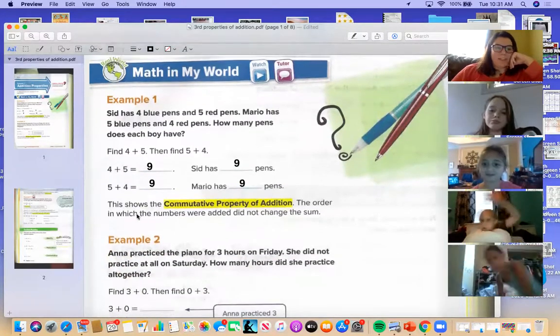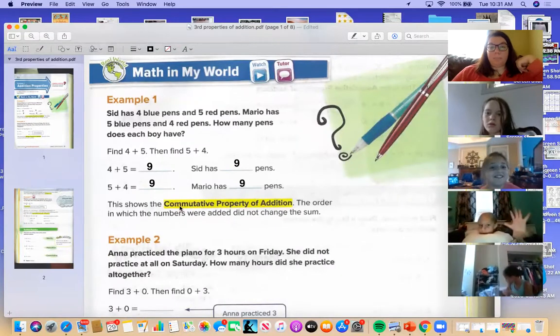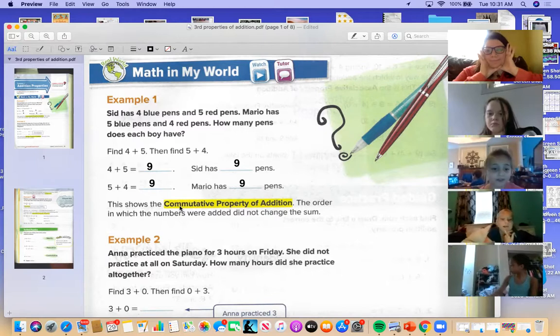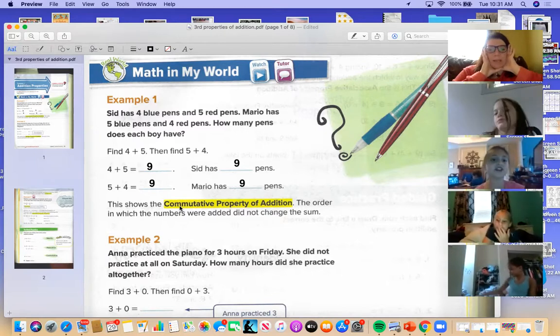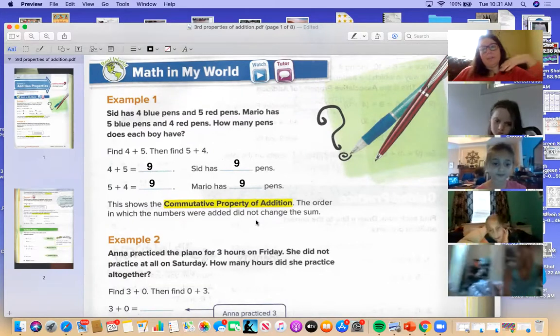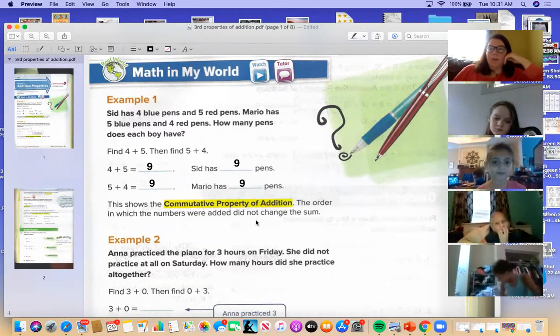Oh, sorry. So this shows the commutative property of addition. Everybody say it out loud. Commutative. The commutative property of addition, which means the order in which the numbers are added doesn't change the sum. We always get the same sum. Doesn't matter what order we do it. 3 plus 7 is going to give us the same as 7 plus 3.